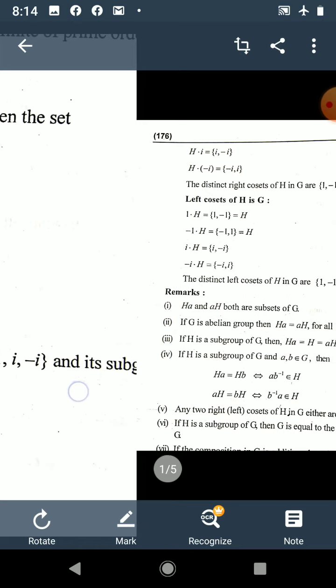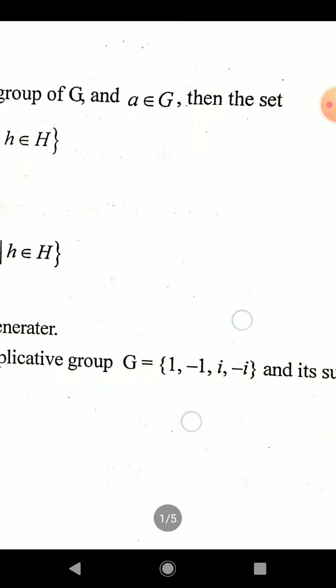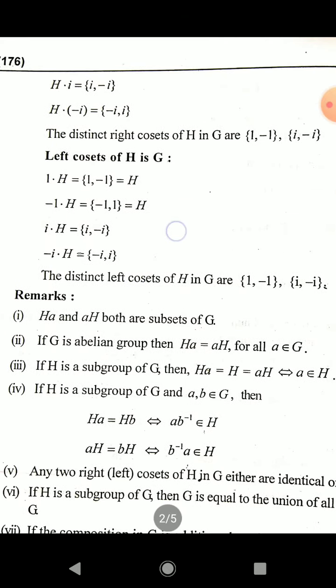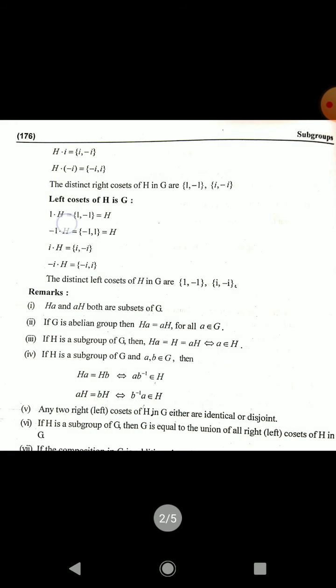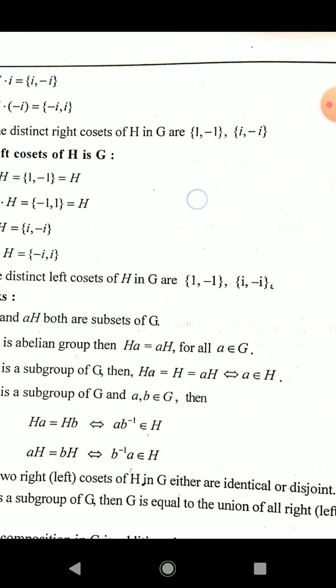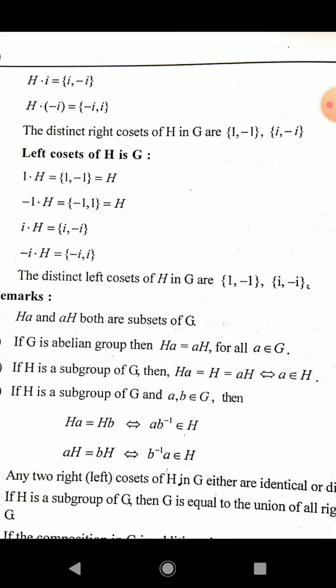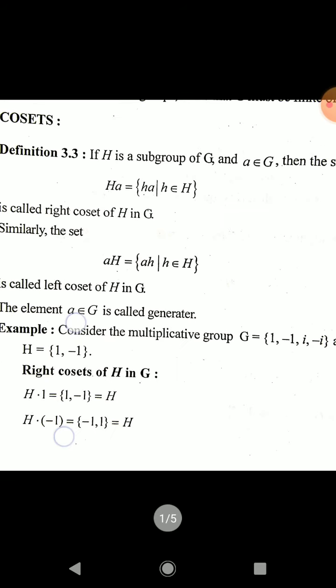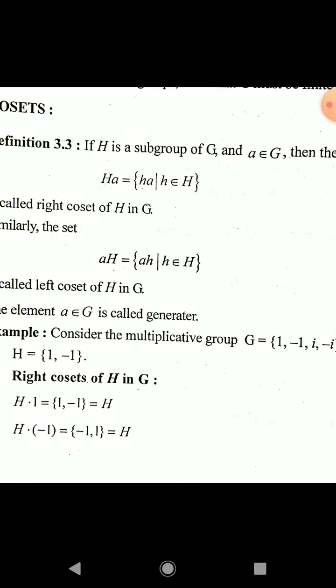Now we shall consider the remaining two elements, i and minus i, of the group Z, and we shall find the remaining two right cosets. H into i will become {i, minus i}, then H into minus i will become {minus i, i}. As there are 4 elements in the group Z, there are 4 right cosets. But here you can observe that the first two right cosets are the same, {1, minus 1} and {minus 1, 1}.